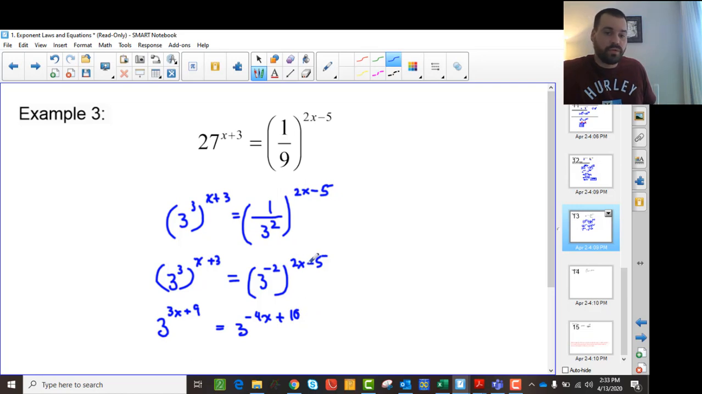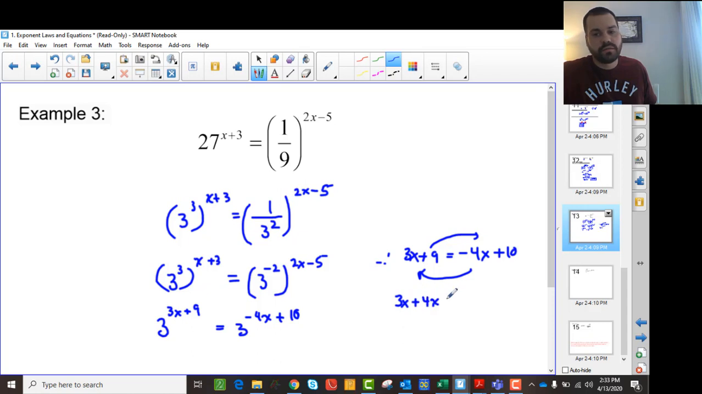Okay, if we just multiply both of those by minus 2. So therefore we drop the exponents. We get 3x plus 9 is minus 4x plus 10. So we bring the minus 4x that way and the 9 this way, and I get 3x plus 4x is equal to 10 minus 9. And that means that I get 7x is equal to 10 minus 9 is 1. So x is 1/7.